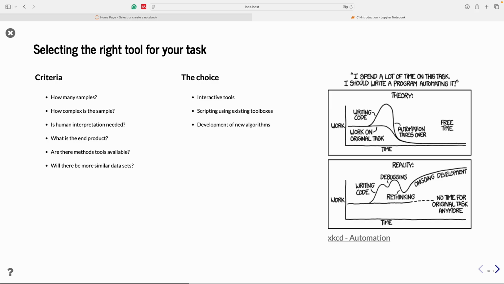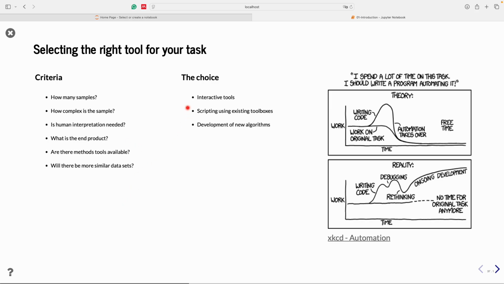And the last question that I put up here is, will there be similar data sets in the future? So maybe it's an experiment series that you're doing, or your lab is working on more or less the same type of images. And that goes into more efficient workflows for the whole group, for example.